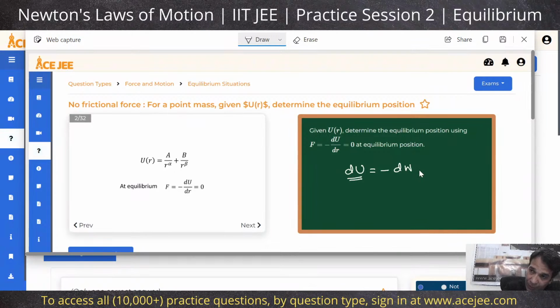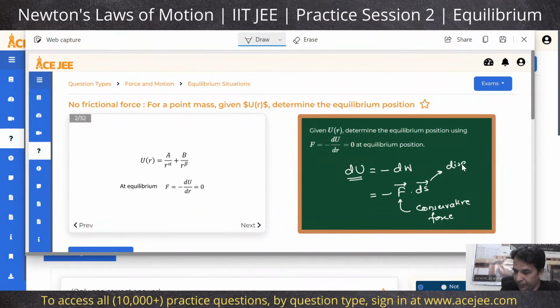As the particle moves by a small distance, let's say ds, what will be dW? Something that you will learn in the next chapter. Work done is defined as F dot ds, the scalar product of the force vector, or I shouldn't say net force, the conservative force F, and ds is the displacement. So this is how we define dU.